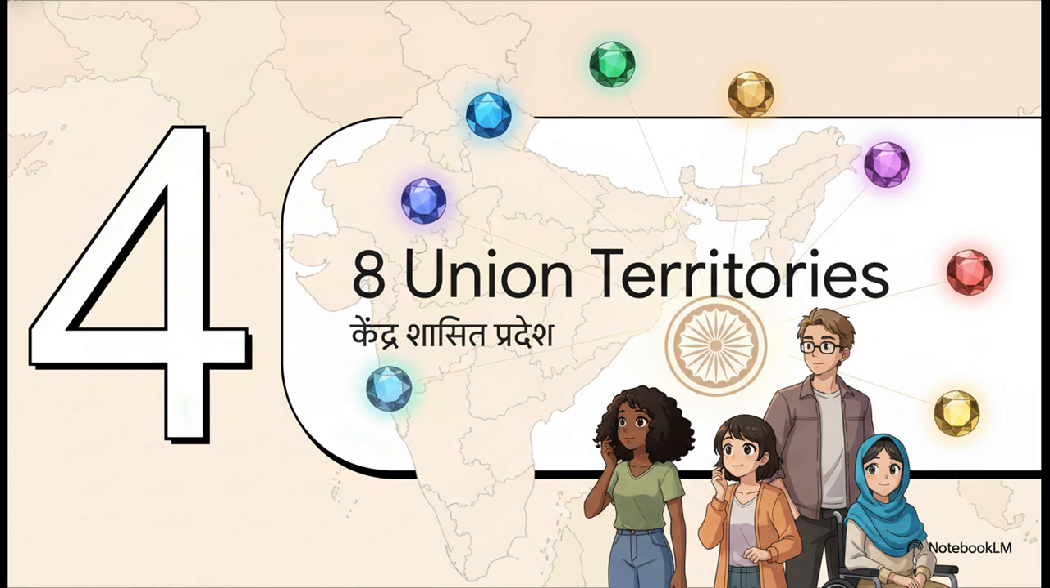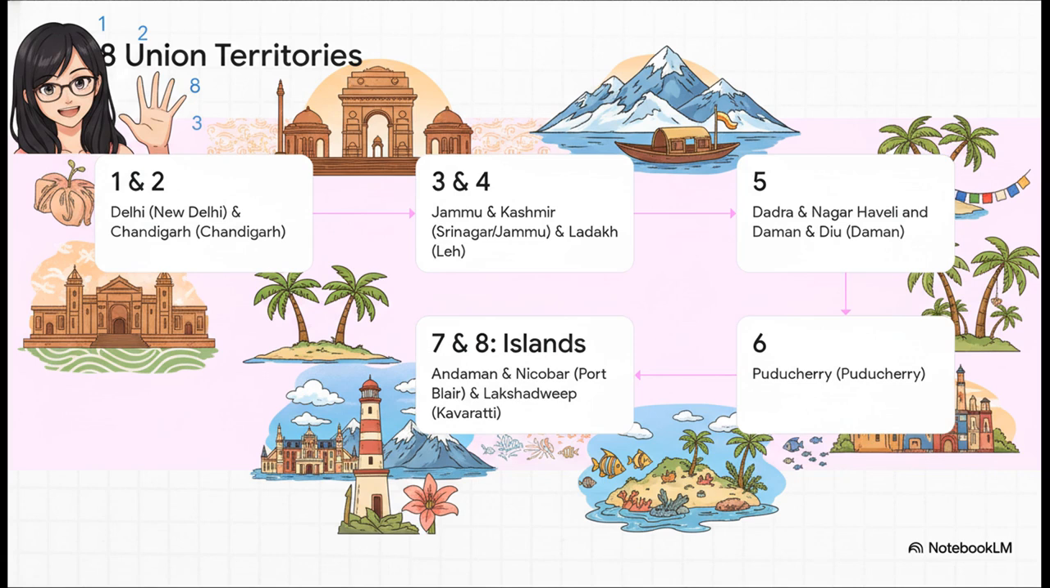Remember that magic number, 36? It's time to count off the other part. The 8 Union territories, the areas run by the central government. Okay, let's count them off right along with Aisha. 1. The National Capital Territory of Delhi. 2. Chandigarh, which is wild because it's a capital for 2 states and a UT. 3 and 4, way up north, we have Jammu and Kashmir and Ladakh. 5. The combined territory of Dadra and Nagar Haveli and Daman and Diu. 6 is Puducherry. And finally, we have the island territories, 7, Andaman and Nicobar, and 8, Lakshadweep.